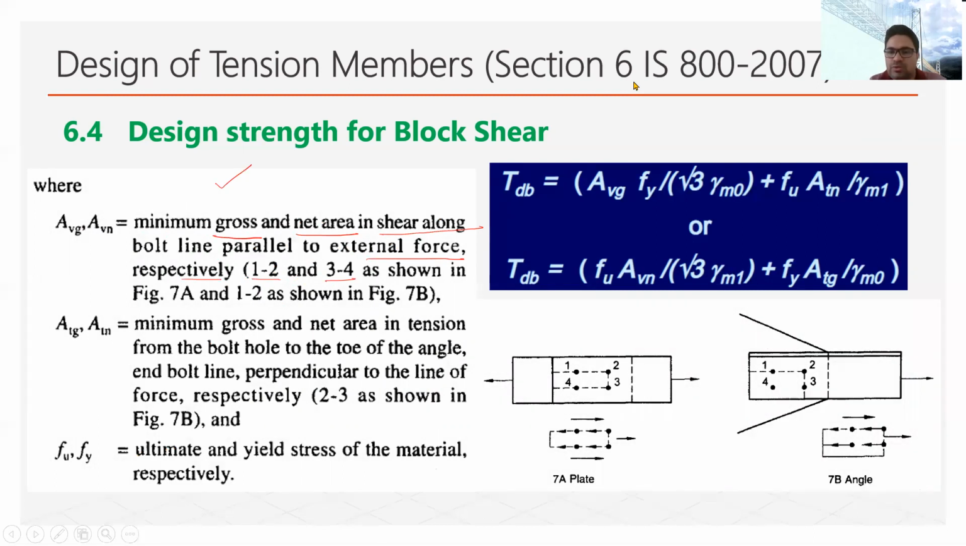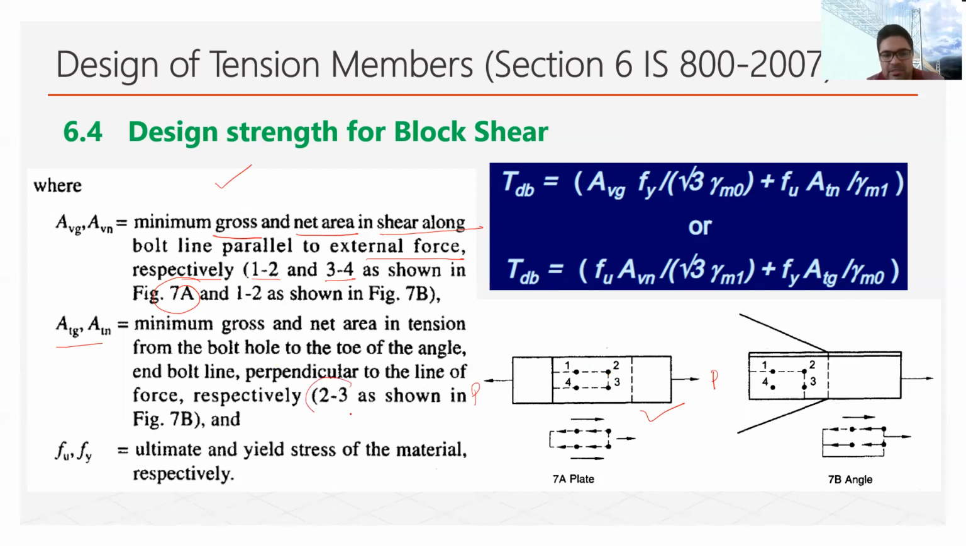In the IS code, this diagram is also given. If there is a tension force, say P, because of block shear the failure may occur along the lines 1 2 and 4 3 and along the line 2 3. Line 2 3 will be under tension, and lines 1 2 and 4 3 will be under shear. So AVG and AVN are the gross and net cross-sectional areas along the lines 1 2 and 3 4. Similarly, ATG and ATN will be the gross and net areas of cross section along the line 2 3.